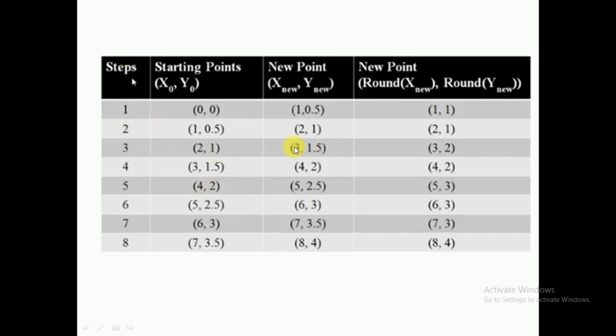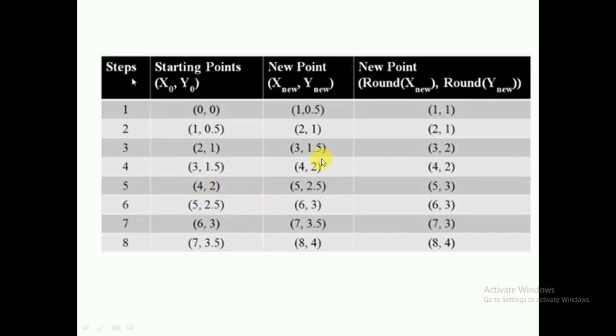From this to this you calculate and you get 3, 1.5. Then 1.5 will be rounded up to 2, so you display 3, 2. After rounding off you are at 3, 2, but the actual value is 3, 1.5, and that is your starting point. From 3, 1.5, what is the next pixel? The next pixel is 4, 2. Then you will display 4, 2.